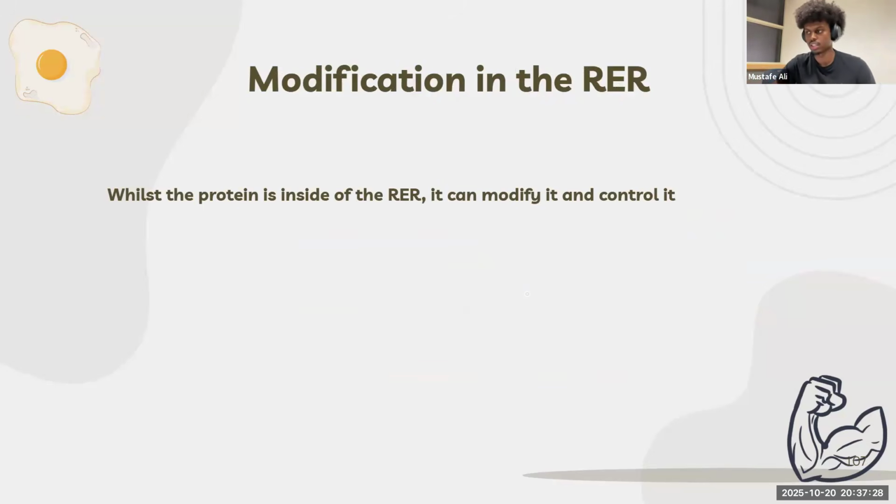Now, for the modification in the RER, once the protein is inside of the RER, it can undergo some changes. What can happen is that there can be protein folding that happens to the protein whilst it's inside of the RER. Can anyone remind me what proteins were responsible for this? What was responsible for protein folding? If anyone remembers, please let me know.